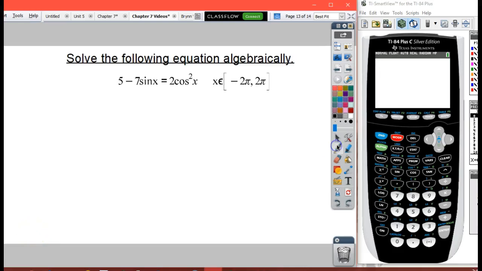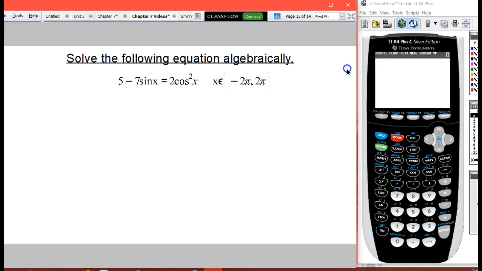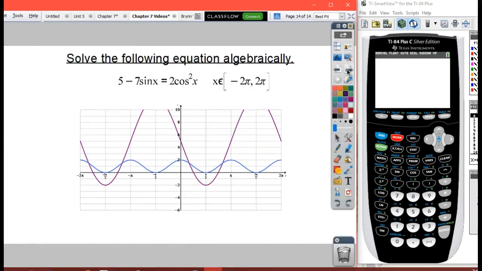In this problem, we're going to solve the trigonometric equation 5 minus 7 sine of x, and we're looking for the x values where it will equal 2 times the cosine squared of x. Notice that I'm using the variable x, and that we're looking for answers between negative 2 pi and positive 2 pi. So right away, before I start this problem, I'm going to look at the graph.